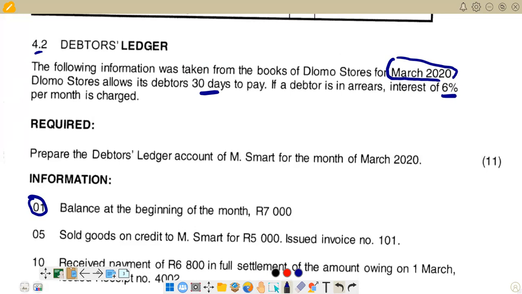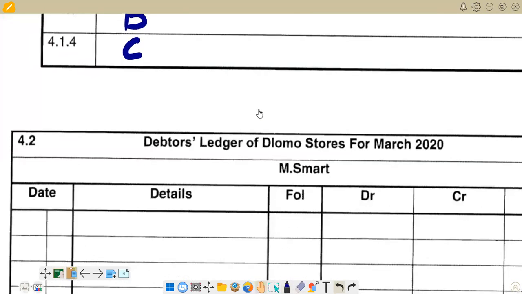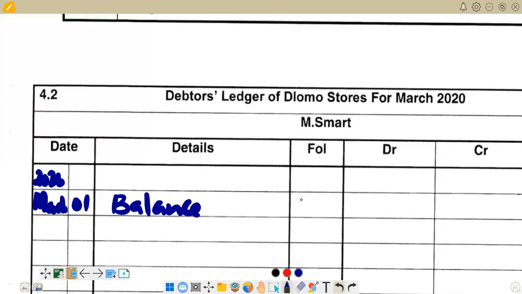So we go to our answer section. And this is what we have on our answer section. So our date, we are going to put it on the first column that we have there. Remember, we are saying 2020, and it's in March, and our March is 01, so we can just put our 01 here. So this is the date. Then there we are going to start with our balance. Our balance b/d, obviously, we put it in the folio column.